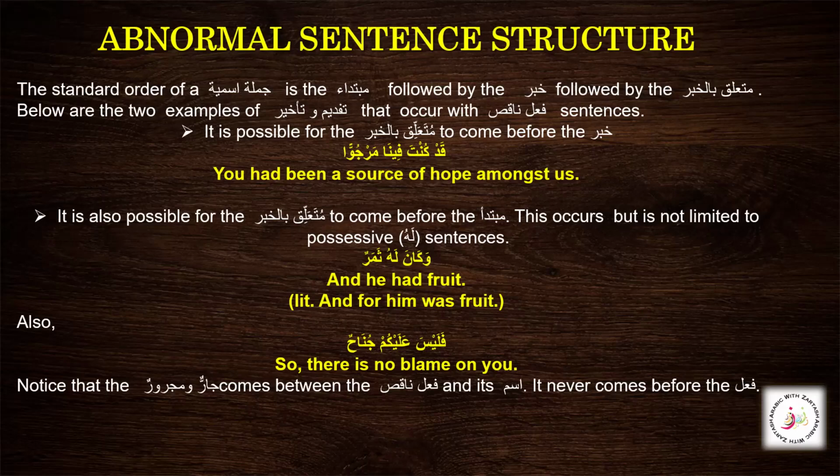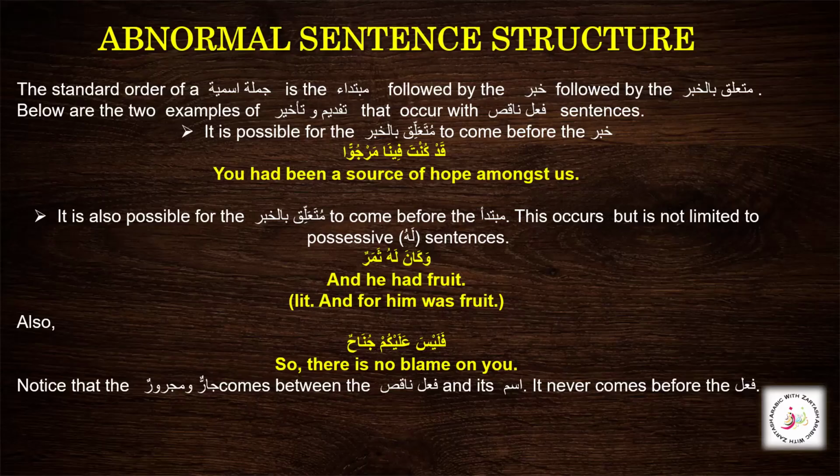So below are two examples that we are going to do today that have the Taqdeem or Ta'khir, and we know that there is delaying and something is put before its serial order. So what is the scenario here? Here, the Muta'alliq bil Khabar comes before the Khabar. So it is possible for the Muta'alliq bil Khabar to come before the Khabar.